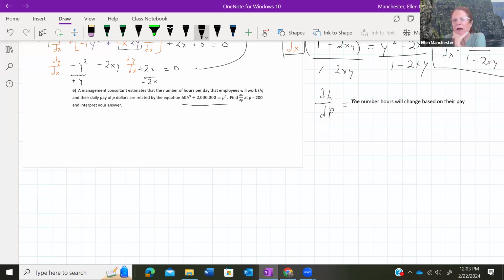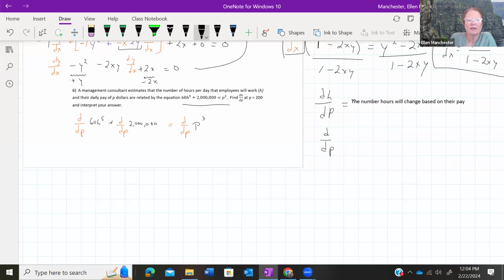So did you notice that the bottom variable is now DP? So what you're going to do is you're going to find the derivative in terms of P. So do you see how now being able to go through and do DDP for every term is now going to help us be able to find the derivatives much easier. Okay, so I have derivative of 60h to the 5th based on pay, plus the derivative of 2 million based on pay or P, and the derivative of P cubed based on P. So now our variables are very clear as to what is the same and what is different.